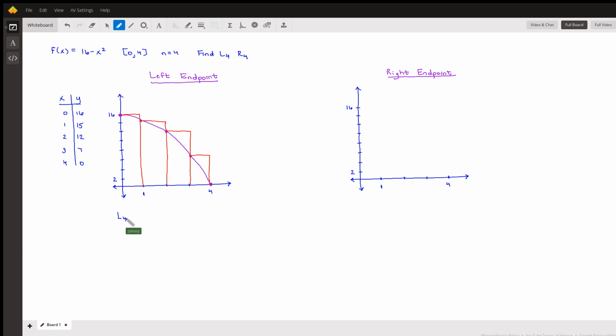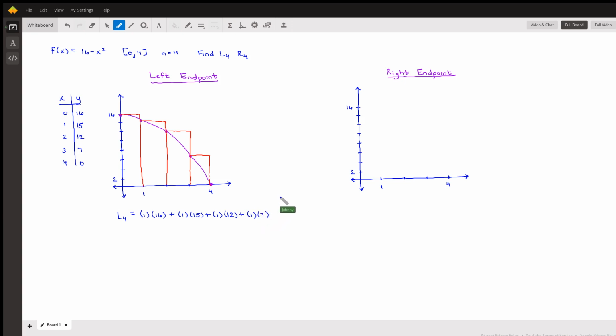If I'm finding the left endpoint estimation, the width of my first rectangle is 1. The height of it is 16. Plus, the width of my next rectangle is still 1. The height of it was 15. Plus, the width of the next one is still 1, but the height of that one was 12. Right? So you see I'm doing base times height to find the area of each individual rectangle. Do it again for the last one. So plus, the width of that one is still 1, but the height of that final rectangle was 7.